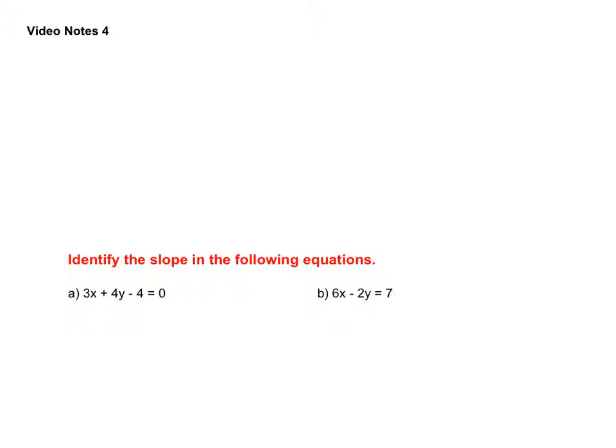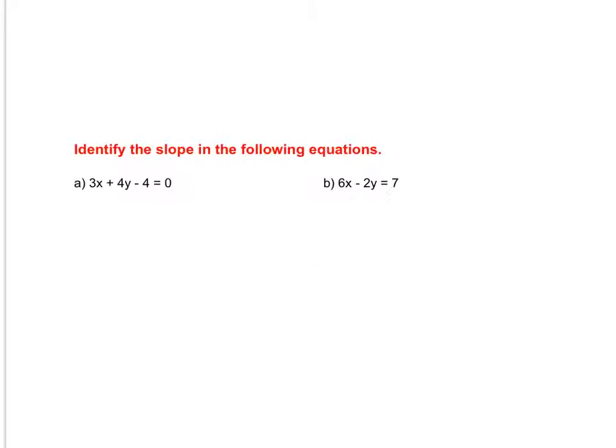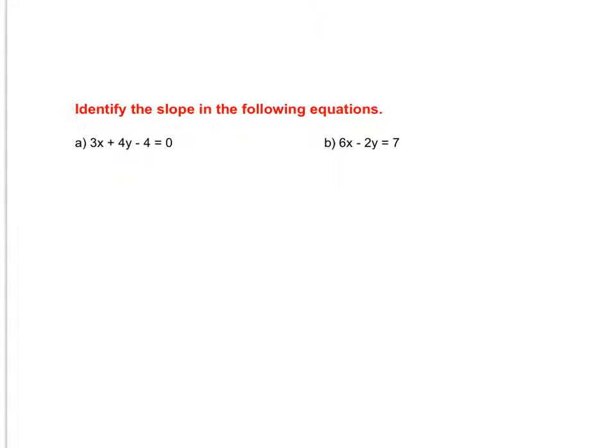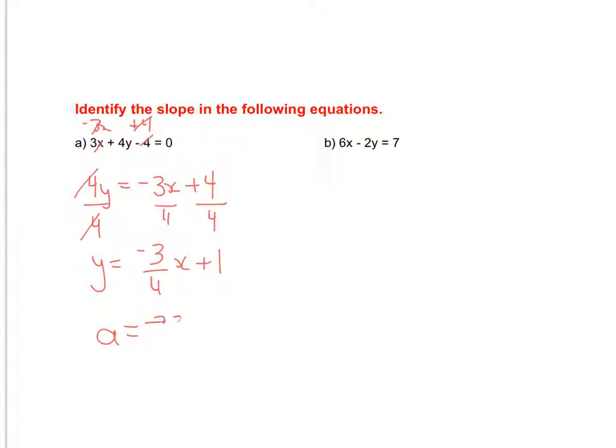So now we are going to identify the slope in the following equations. As you can see, we have two general form equations here, so we need to move everything across the equal sign. So we're going to keep 4y is equal to negative 3x plus 4, because we move negative 3x to the other side, and plus 4 to the other side, so they are gone. And I want 1y, so I'm going to divide everything by 4. So y is equal to negative 3 over 4x plus 1. So my slope is negative 3 over 4 in this case.